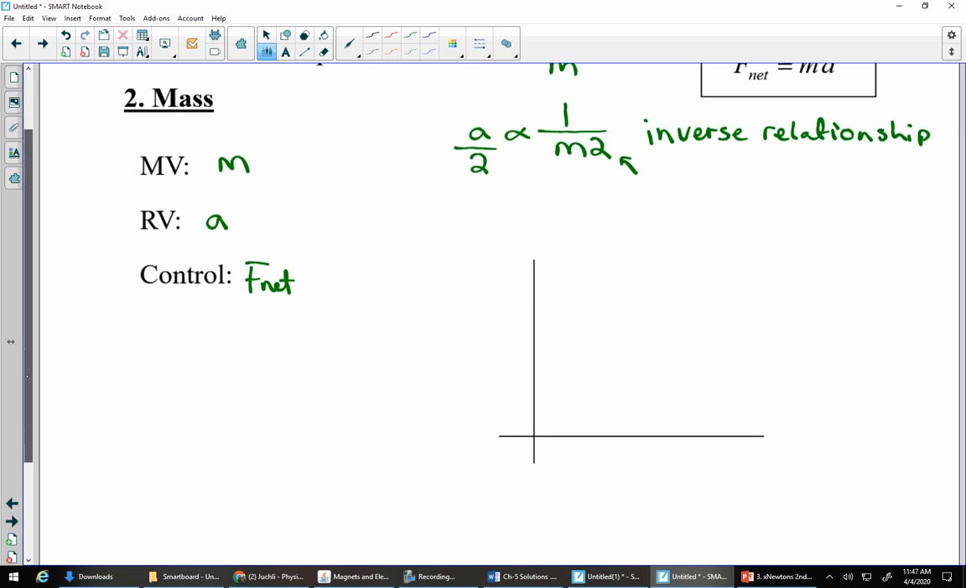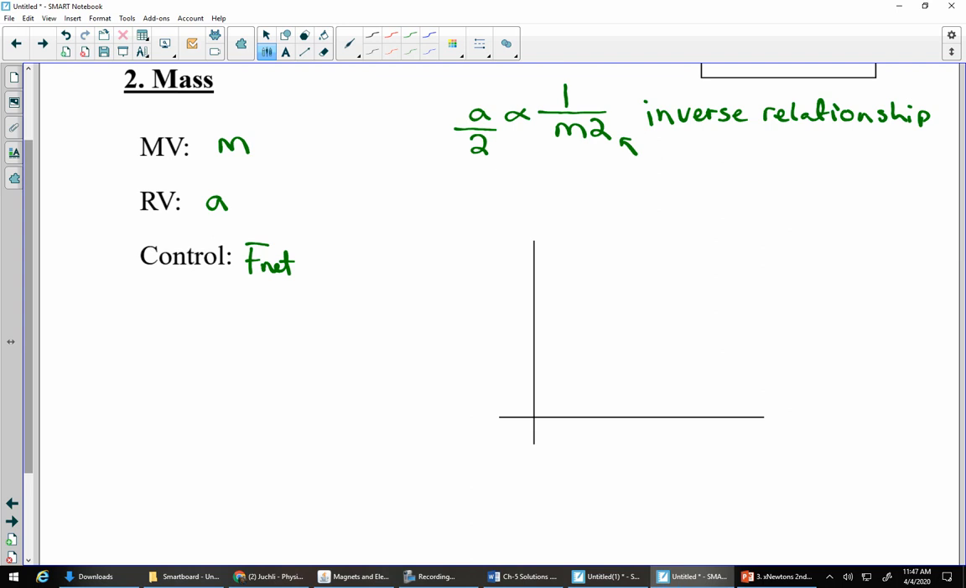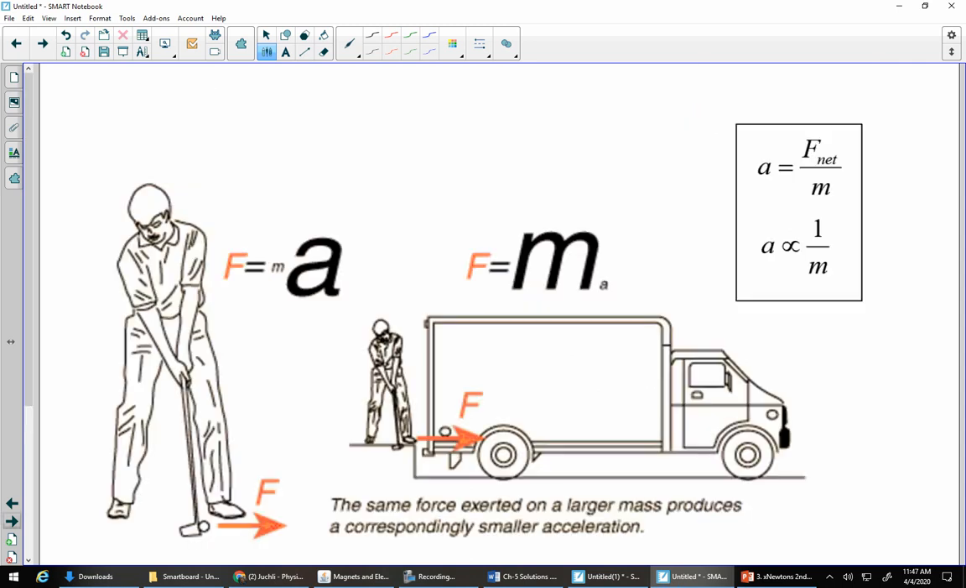So when mass is doubled, acceleration is multiplied by 1/2. And as we go through this, let's say mass is tripled, acceleration is divided by 3. Mass is multiplied by 100, acceleration is divided by 100. So as the mass increases, the acceleration decreases. The shape of the graph is going to look something like this. So again, as mass increases, the acceleration decreases. So let's check out another cartoon.